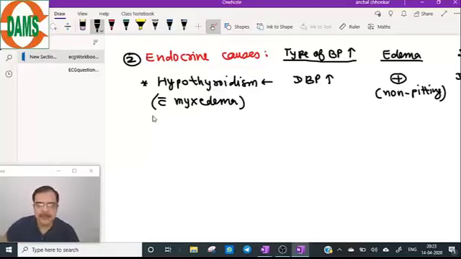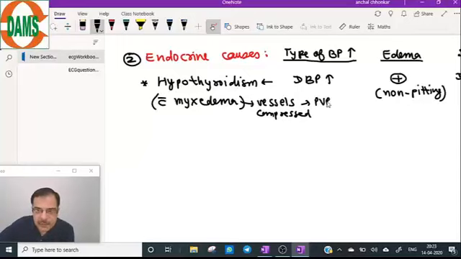This is a case of hypothyroidism with myxedema, because what does myxedema do? Myxedema compresses the blood vessels in the periphery. So because of the myxedema, peripheral vessels are compressed. And if peripheral vessels are compressed, peripheral vascular resistance increases. And if peripheral vascular resistance increases, diastolic BP will increase. This is how you identify the cause as hypothyroidism.